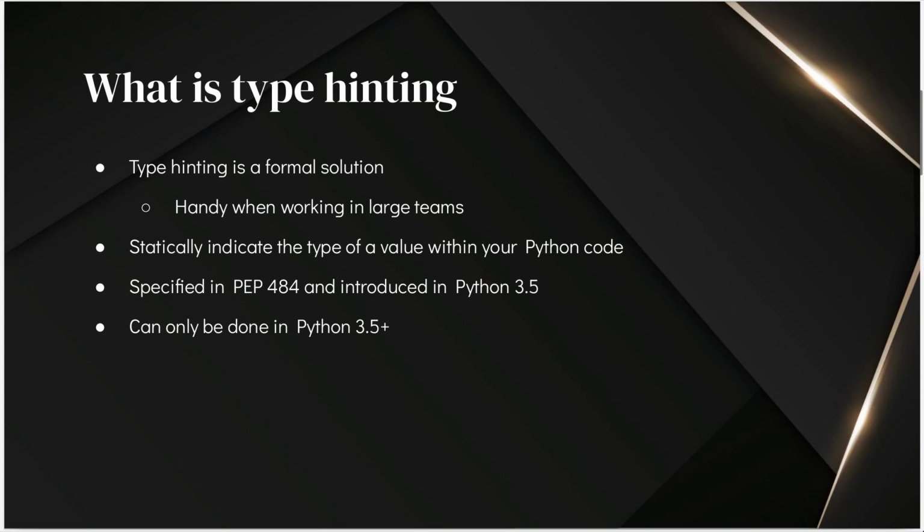So first of all, let us talk about what exactly is type hinting. Type hinting is a formal solution, and this comes in very handy when you're working in large teams or as part of an organization. What this enables you to do is indicate the type of a variable or a value within your Python code. And this will help anyone that might be reading or using your code to be able to supply the correct type of value or the correct value to the variable or what it expected.